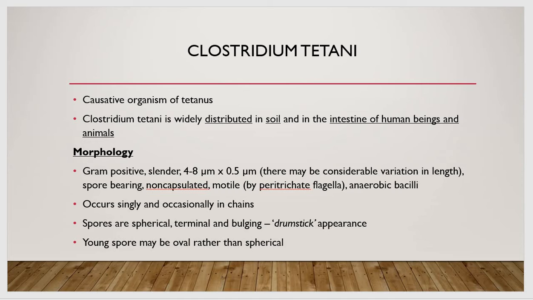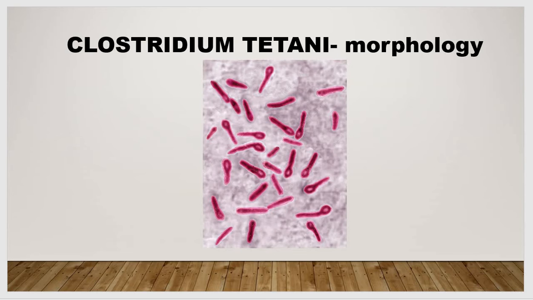The characteristic microscopic feature of this bacilli is that the spores of these are spherical, terminal and bulging. I'll just show you the picture about it also, which gives this a drumstick appearance. This is a characteristic which has to be remembered. The young spore may be oval rather than spherical. I'll just explain this to you.